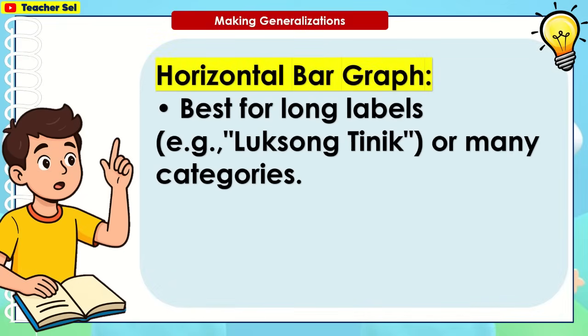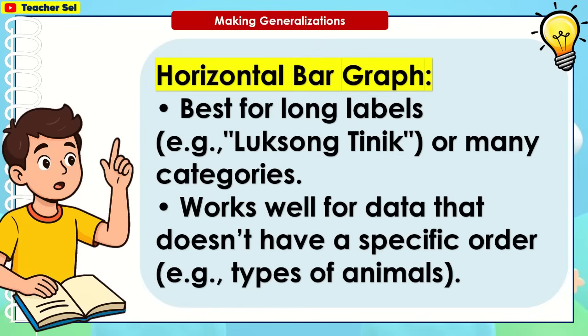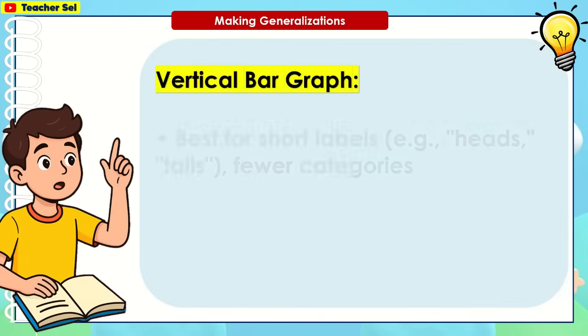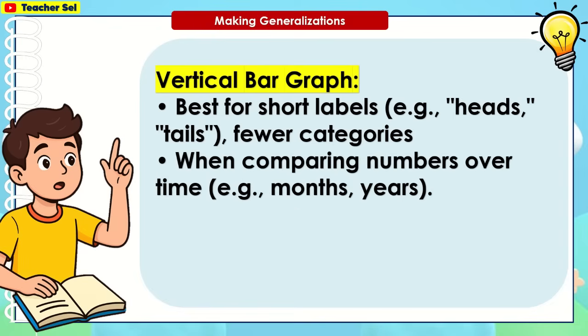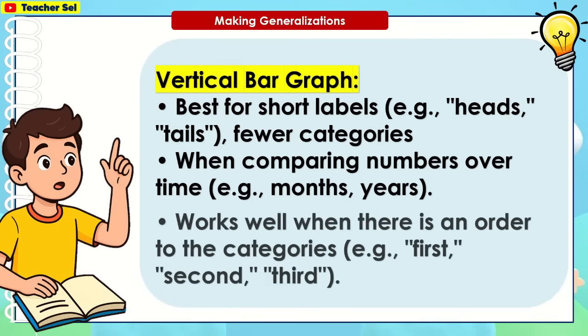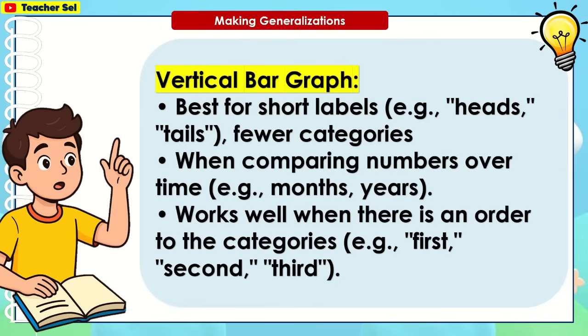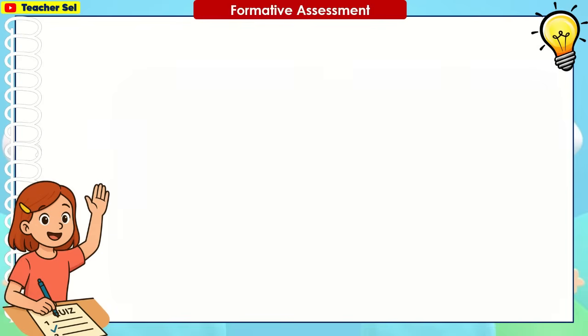Horizontal bar graph is best for long labels. Example given, luksong tinik, or many categories. It works well for data that doesn't have a specific order. Example given, types of animals. For vertical bar graph, it is best for short labels. Example given, heads, tails. Fewer categories. When comparing numbers over time, example given, months, years. It works well when there is an order to the categories, example given, first, second, third.